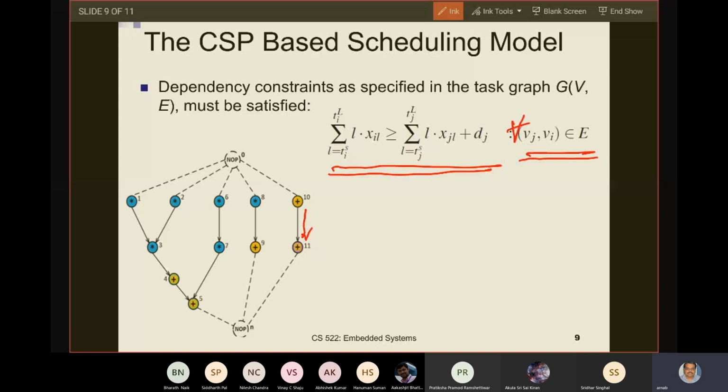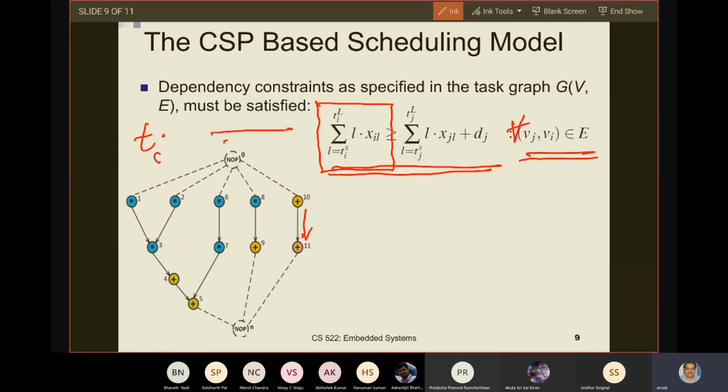So here you see on the LHS, if you remember the previous slide, this box that I have drawn on the LHS represents what? The start time for task Vi, right? Any confusion here? Tell me a yes, you understand this. Sum over l equals TSi to TLi of l times xil represents ti, small ti. Yes, small ti equals this.